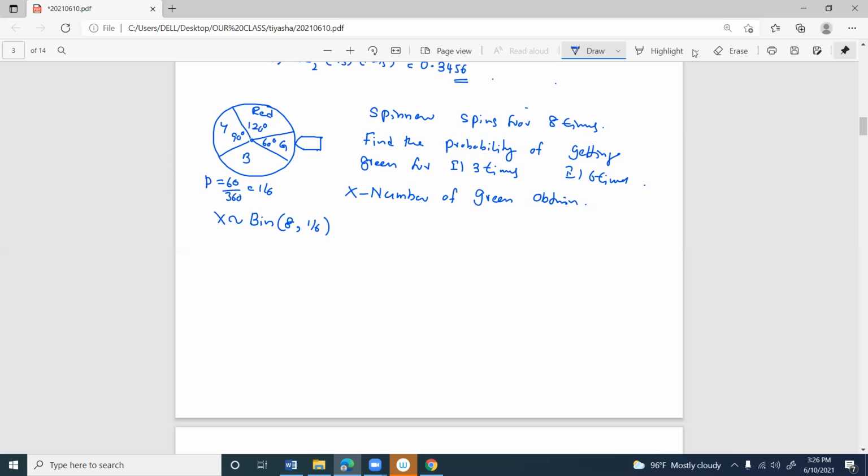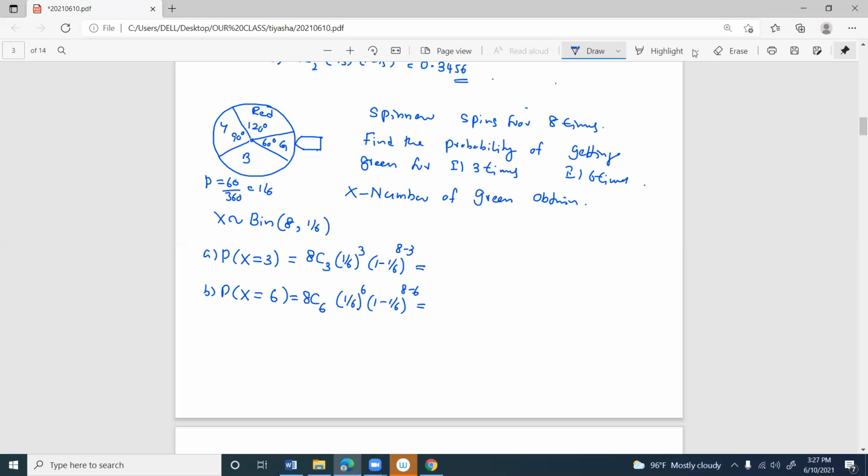Then the first one is part A: the probability that the number of greens obtained is 3 times, X equals 3. The second one: the probability that it turns up 6 times. How do you get it? Put how many times you are repeating it. 8C3 times (1/6) to the power 3 times (1 minus 1/6) to the power 8 minus 3. This is 8C6 times (1/6) to the power 6 times (1 minus 1/6) to the power 8 minus 6.